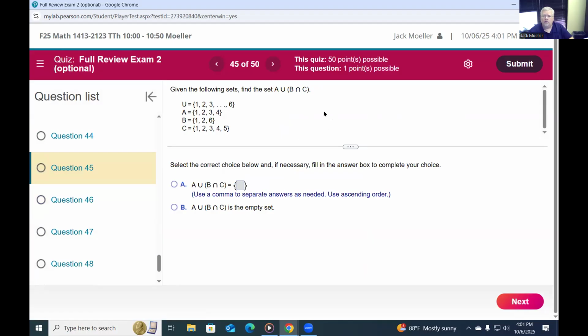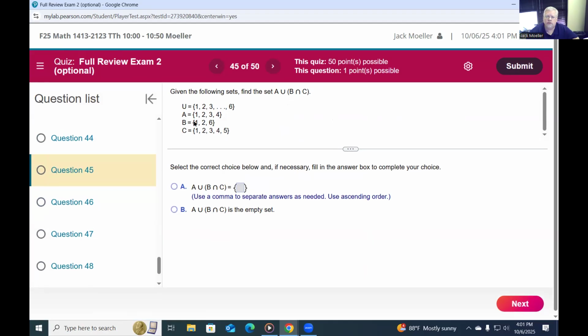So now we're getting back into things we did before, except now it's 3 sets instead of 2. So what do you do first? You would do B intersection C. So I would go in on my paper. What is B intersection C? It's just what B and C have in common. B1 and 2. So that would be your first set. And then you would union.